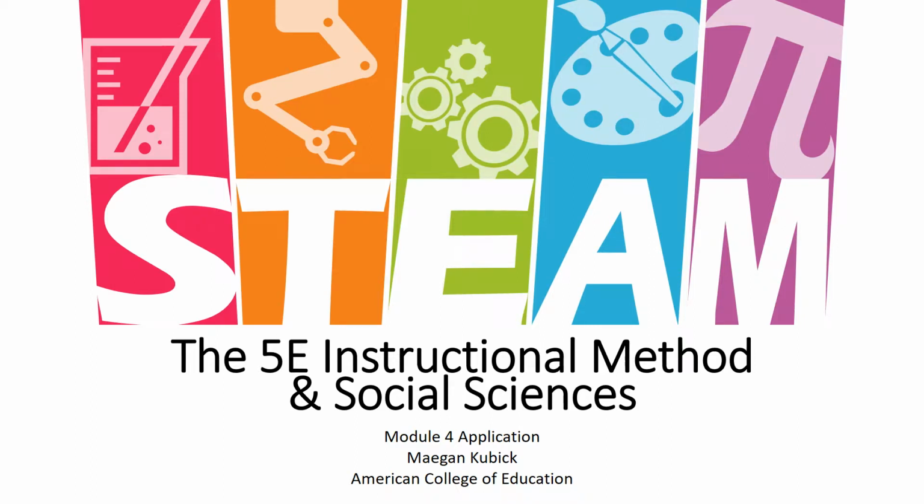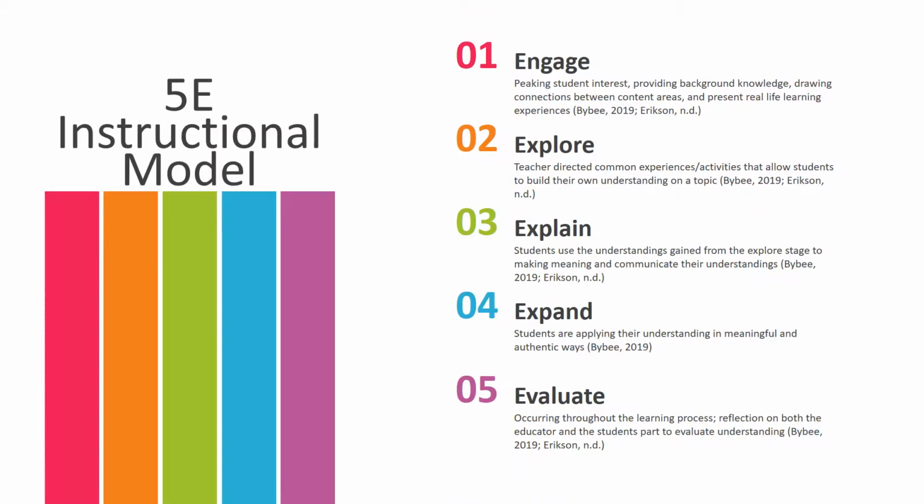Hi, today we're going to be looking at how we can use the 5E instructional method with the social sciences. So the 5E instructional method is made up of 5 different sections: the engage, explore, explain, expand, and evaluate. In the engage section, you're getting students interested, trying to get them to see why we are learning about this area and what is interesting and inviting and motivating about the area of study.